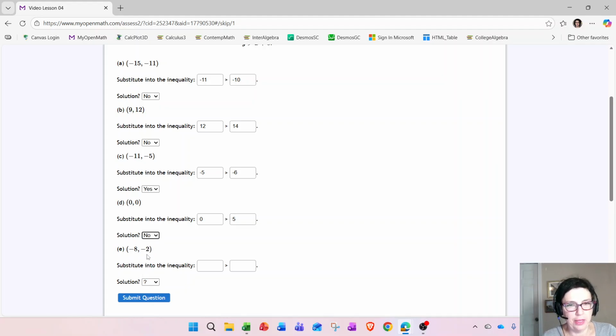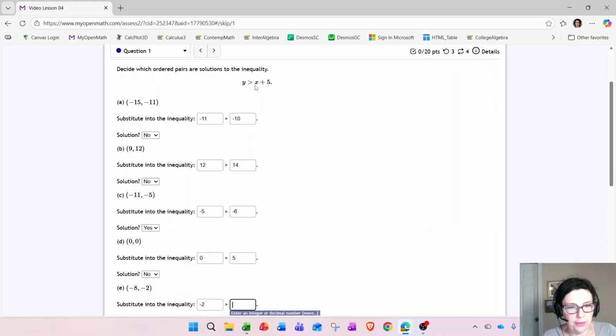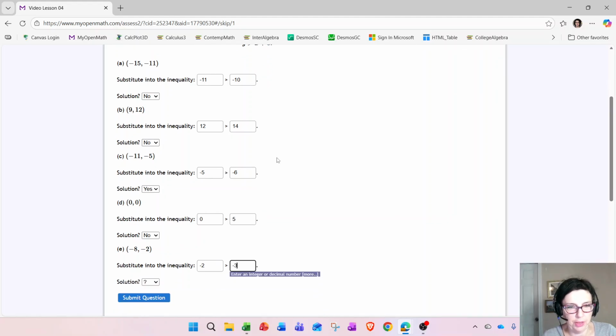Finally, negative 8, negative 2. We're substituting negative 2 for y. And for x, we are substituting negative 8 plus 5, which is negative 3. Is it true that negative 2 is greater than negative 3? Yes, because negative 2 is to the right of negative 3. So yes, this would be a solution. So let's submit this.